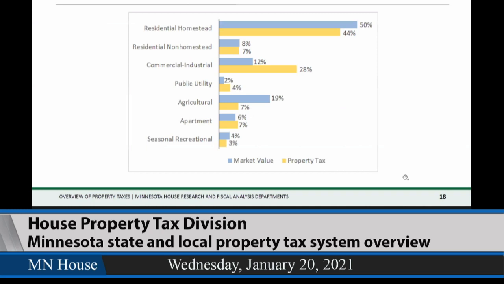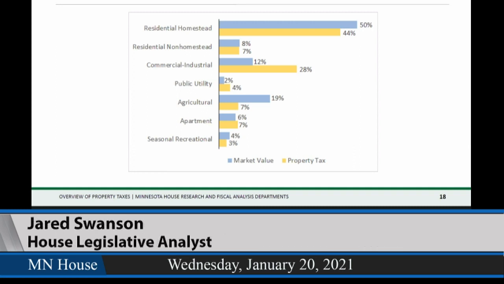So you can see the effects of all of these classification rates and valuation exclusions in this chart here. So there are property types like agricultural homesteads and residential homesteads that account for a higher share of market value than what they actually pay in property taxes. And then there are other property types like apartments or a commercial industrial property that pay a higher share of property taxes compared to their overall share of market value. So again, if we didn't have the classification system or market value exclusions, each property type's 2 bars would be the same. So for residential homesteads, the blue and the yellow bar, for example, would be equal. But the classification system and the valuation exclusions that we have in place shift burdens among property types. Next slide, please.